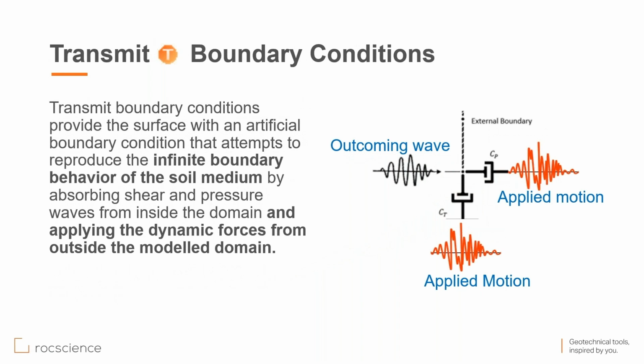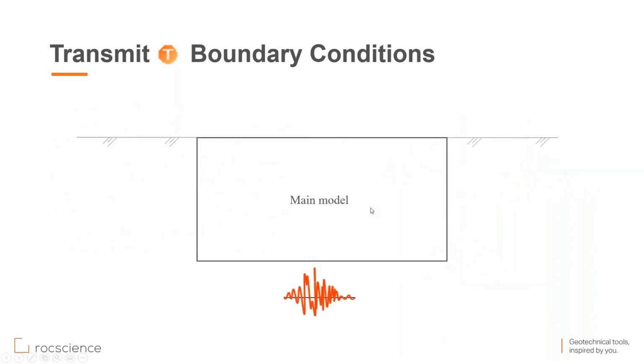Another very important boundary condition is the transmit boundary condition. It is very similar to the absorb boundary condition, except that besides absorbing all of the outgoing waves from the model, it also applies the motion from outside the model to the main model as well. And so the typical example of the application of this boundary condition is when you have the dynamic source outside of the main model. For example, when you want to model a seismic event, of course, you will want to apply the earthquake motion at the bottom of the main model.